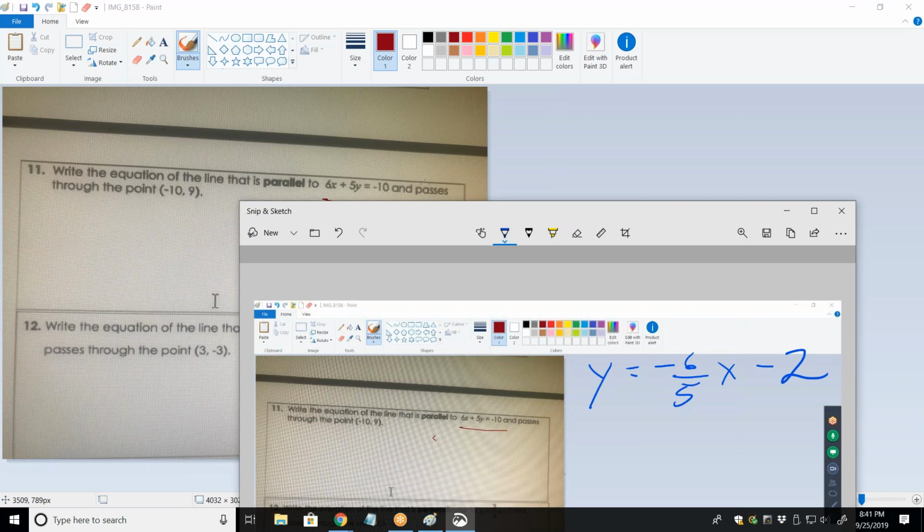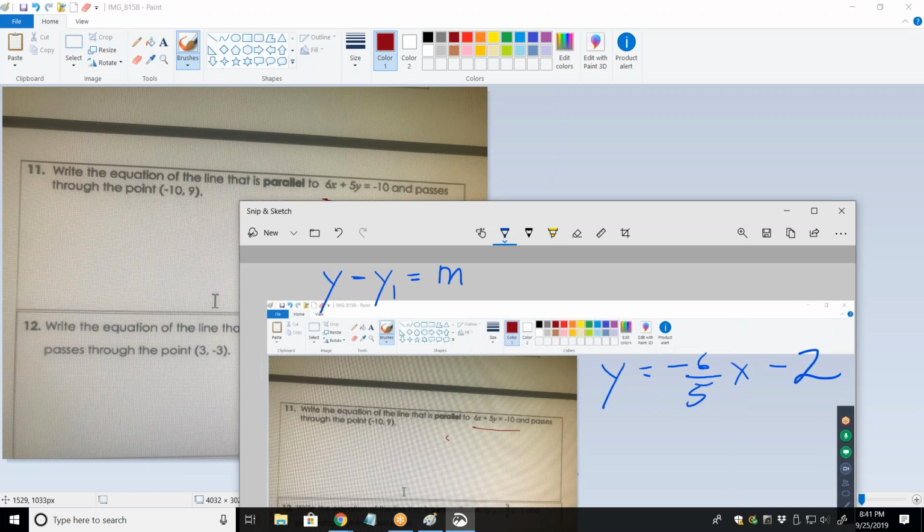Okay? Now, here's why point slope is easier. Because we have a slope, minus 6/5, and we have a point, minus 10 comma 9. So let's talk about point slope format. Do you know what that is? Starts out y minus... I can't remember it.